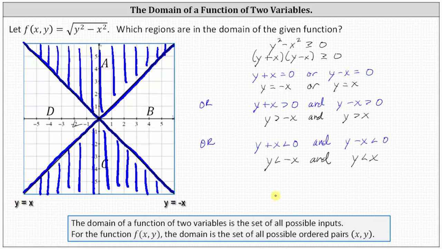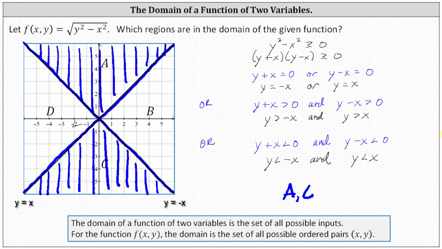To answer the question, which regions are in the domain of the given function, which we can see are regions A and C, but I also want to mention the boundaries are also included in the domain, meaning the lines y equals x and y equals negative x.